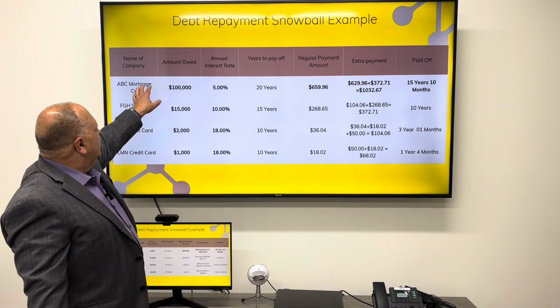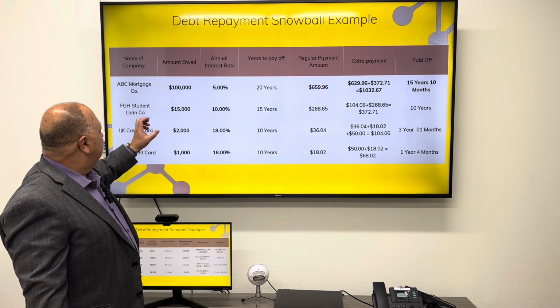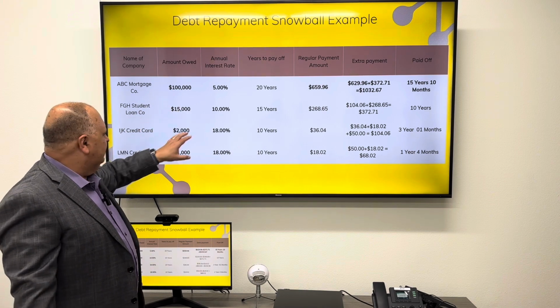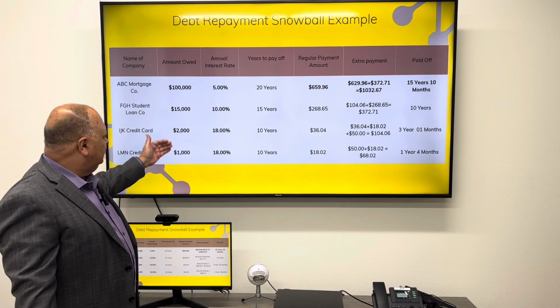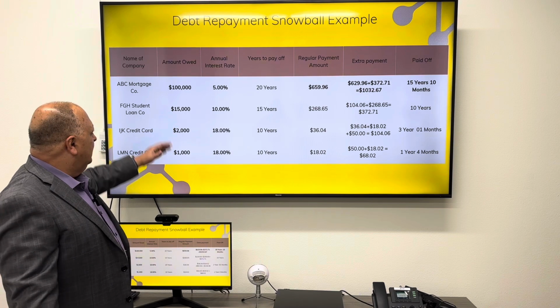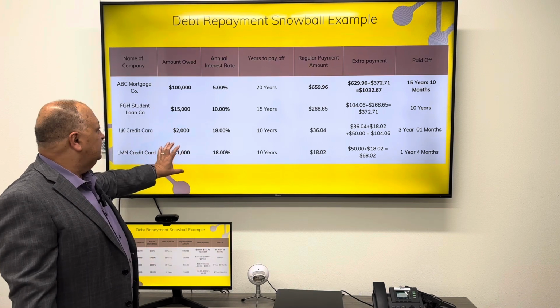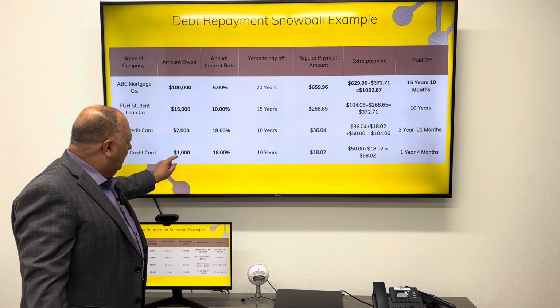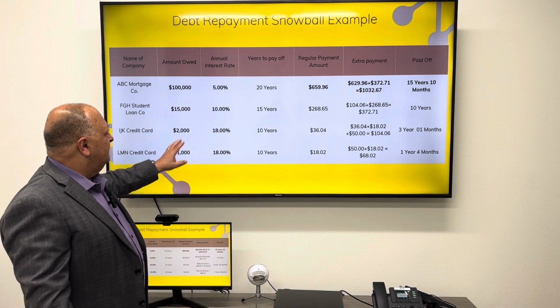And so the first one is going to be the mortgage company that you owe $100,000, your student loan that you owe $15,000, your credit card that you owe $2,000, and another credit card that you owe $1,000. And you notice that I put the highest to the lowest first because you want to pay the one that you owe the least on first.